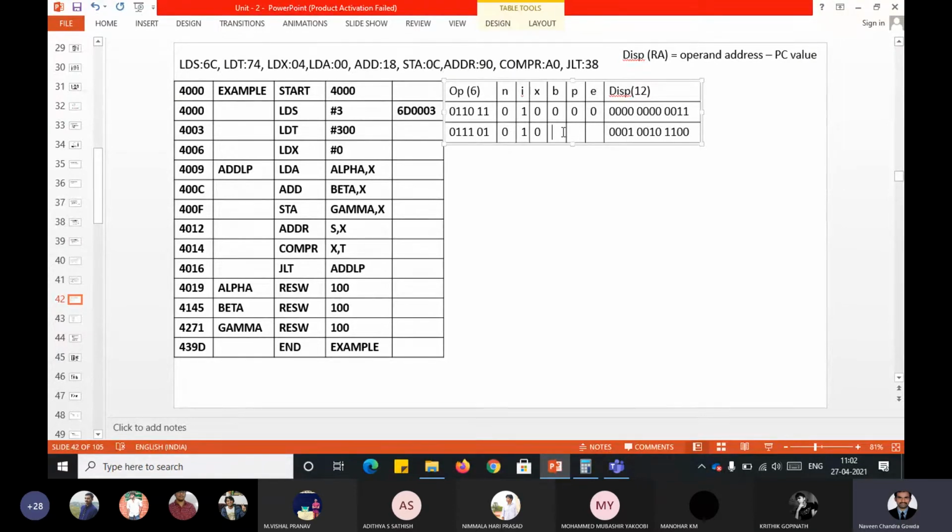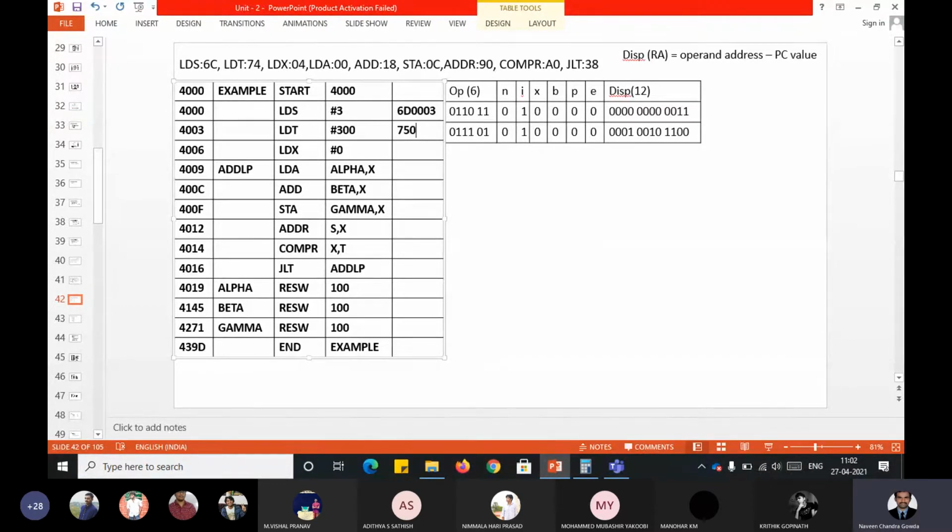Based on which, what is the object code you got? First 4 bits, it is 7. Next 4 bits is what? 0101, which is 5. Again 4 zeros. Again you have 1, 2 and the C. That's the object code for LDT #300.